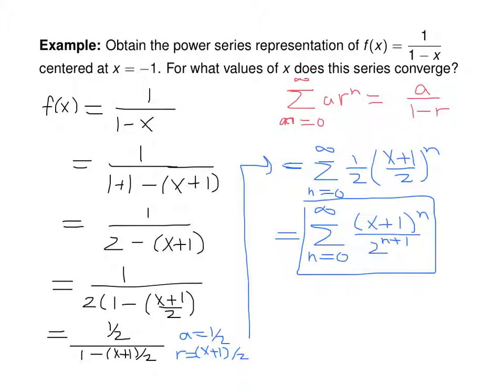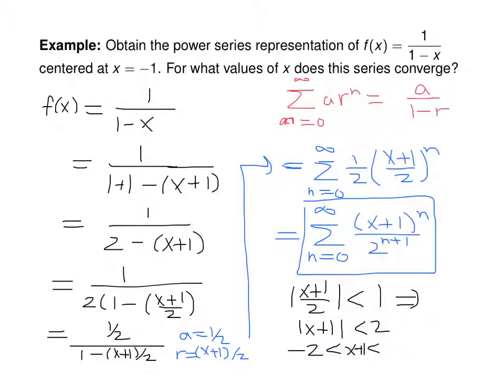Now this one will converge if the absolute value of x plus 1 over 2 is less than 1, which implies that the absolute value of x plus 1 is less than 2, or -2 is less than x plus 1, which is less than 2, which implies that -3 is less than x, which is less than 1. So that particular expansion is good for all x's between -3 and 1.